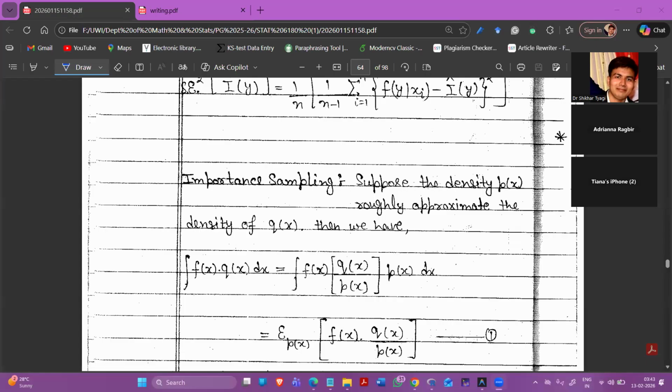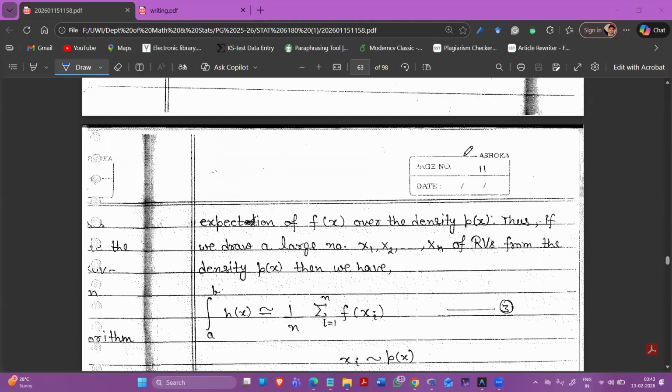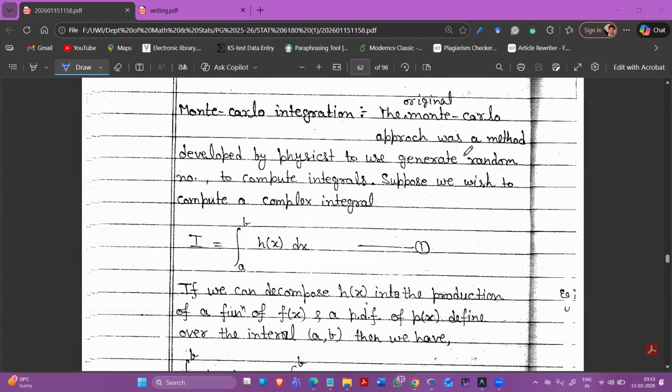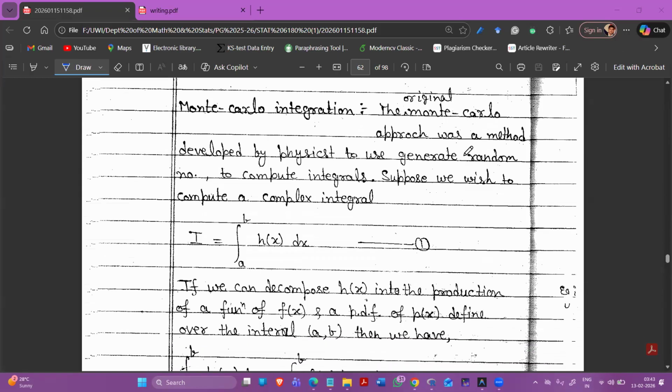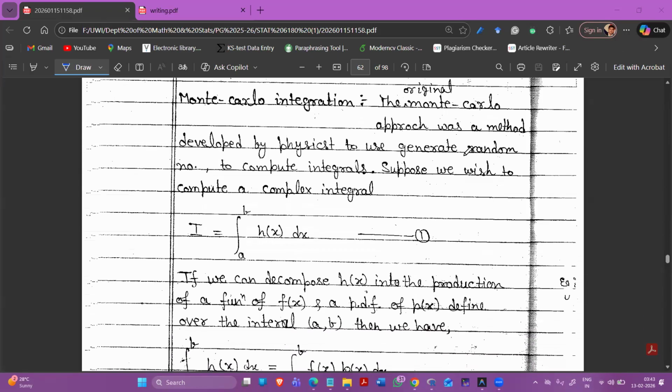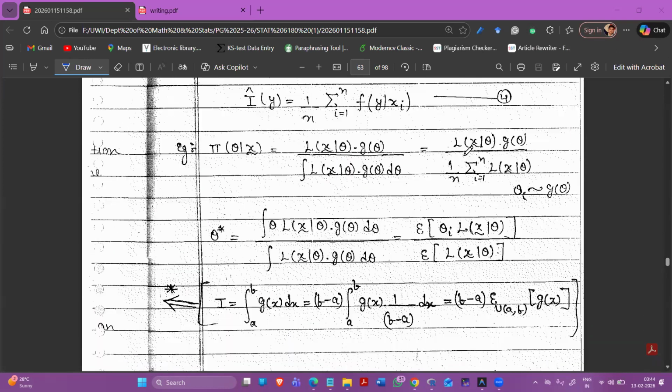All right, so in the previous class, we discussed Monte Carlo integration, right? Do you have any doubt or any question regarding Monte Carlo integration? Did you understand Monte Carlo integration? All right, so we will go further today, okay?